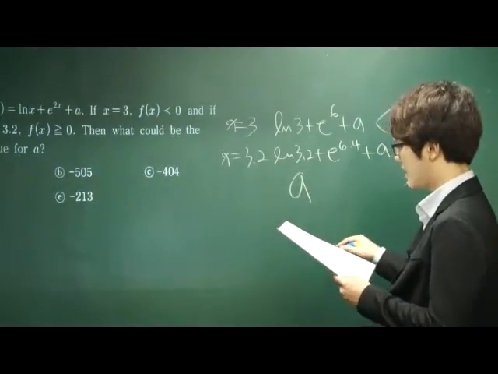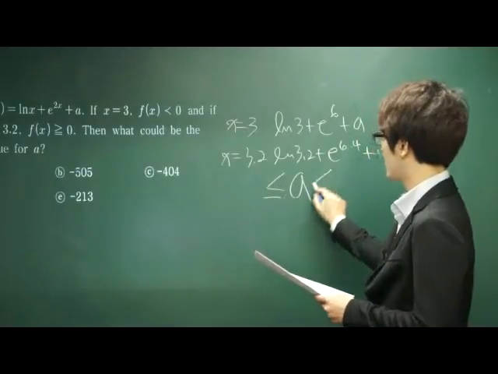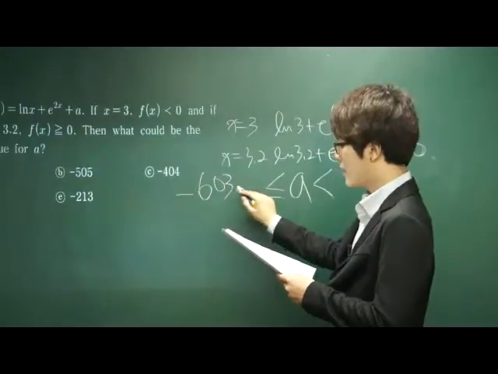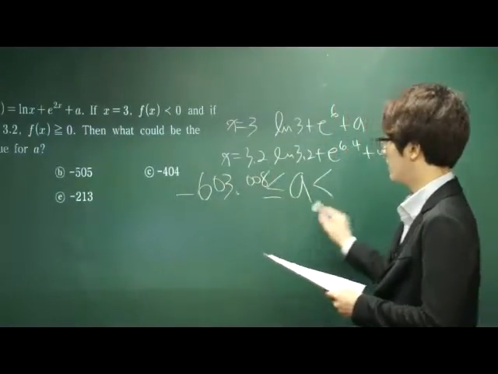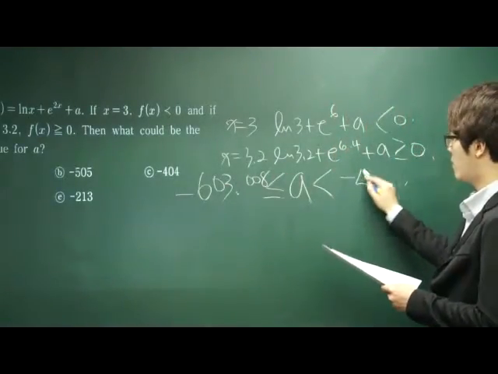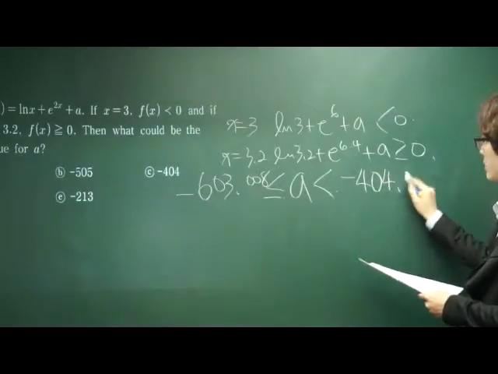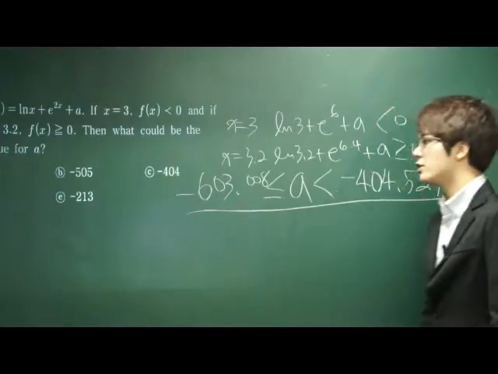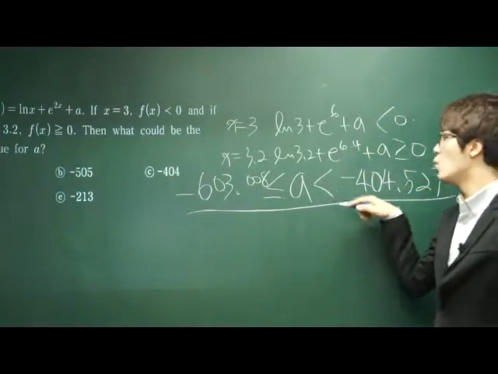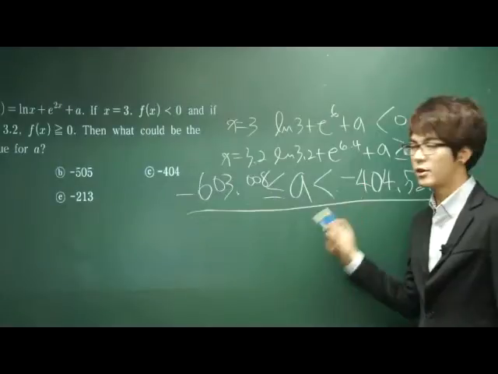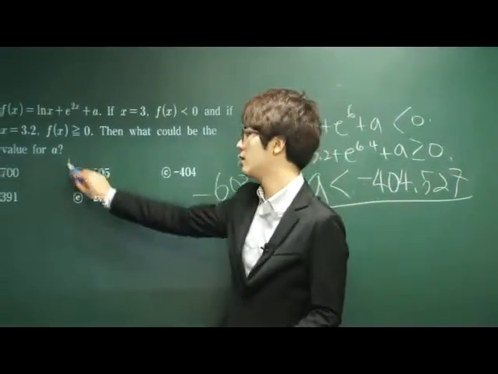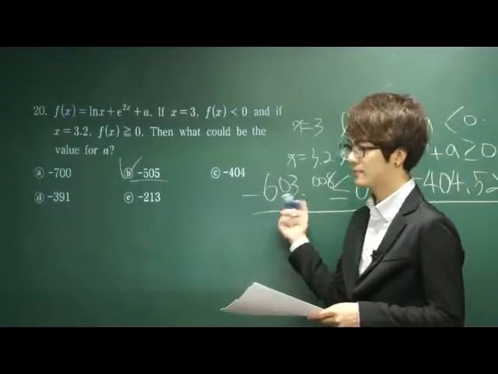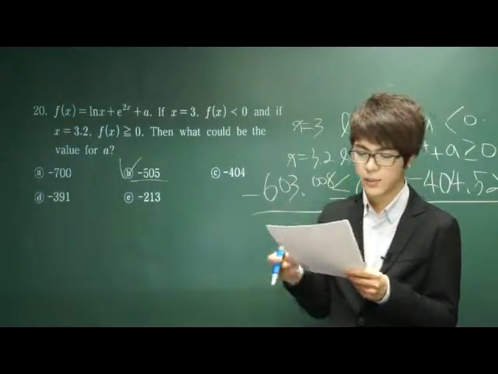Then we can say that a lies between negative 603.008 and negative 404.527. Among our answer choices, the only answer which lies between these numbers is B, negative 505, right? Okay, so that was number 20.